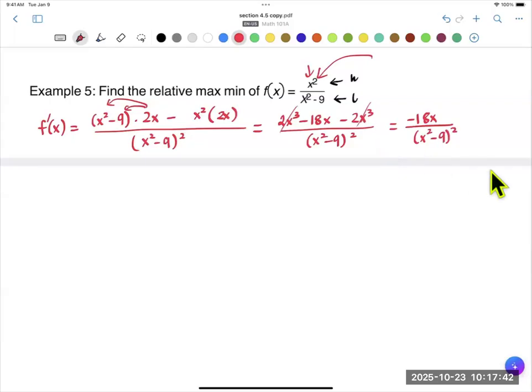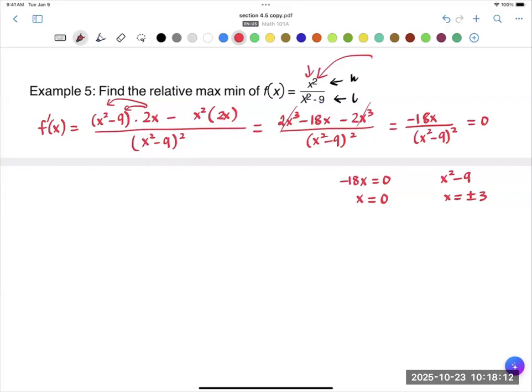All right, so now you want to find the relative max and relative min. You want to find the critical values by setting this equal to 0. So the numerator equals 0, we have x equals 0. And the denominator equals 0, we have x equals plus and minus 3. But you only have one critical value, which is x equals 0. The x equals plus and minus 3 will give you the value undefined.